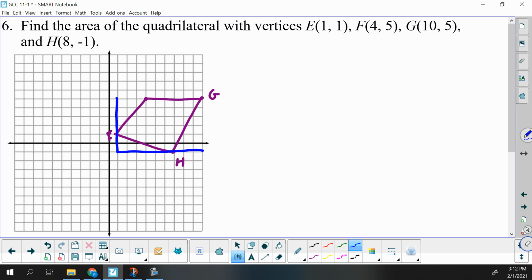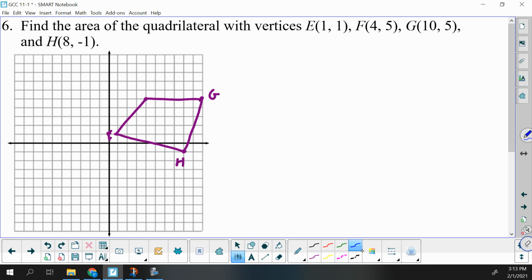Actually, I got to go back. My H point is in the wrong spot. Let me fix that. I plotted my H point at 7. It should be at 8. Okay, that should be better.